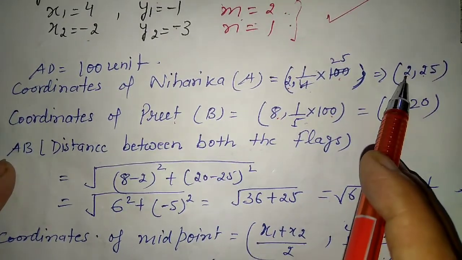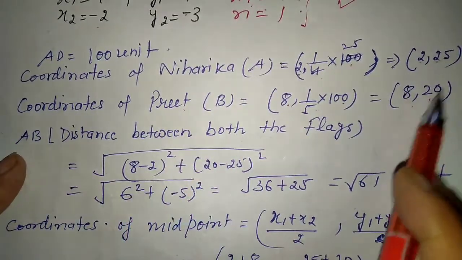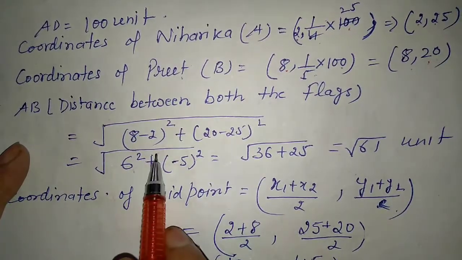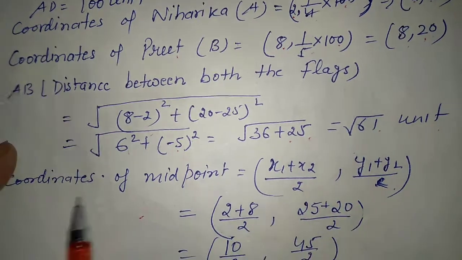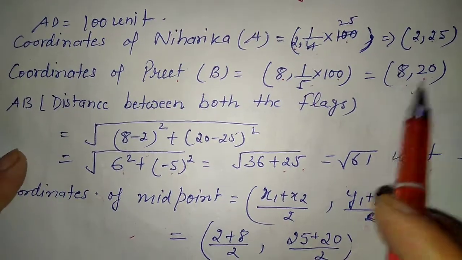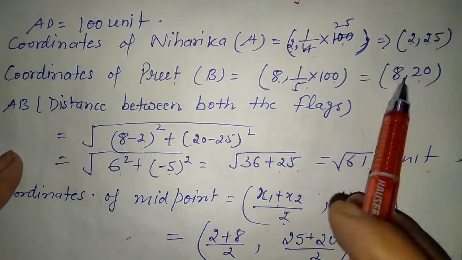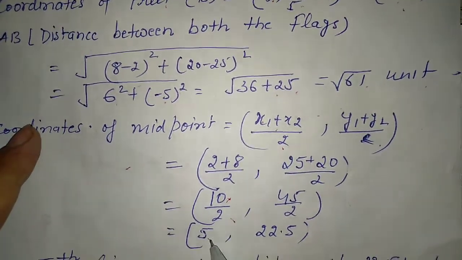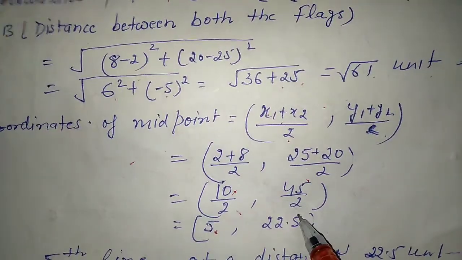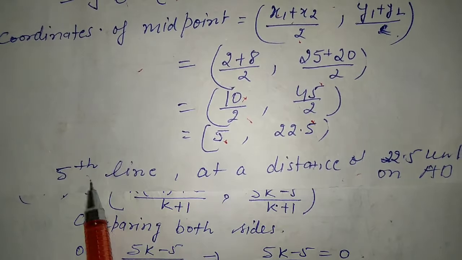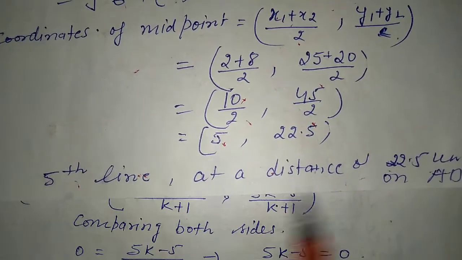So this is x1, x2, y1, y2. (8 - 2) plus (20 - 25) whole square. This becomes 6 squared plus (-5) squared, 36 plus 25, that is root 61 units. Now we have to find the midpoint also for this. The midpoint direct formula we have discussed: (x1 + x2)/2. 8 plus 2, that is 10 by 2, that is the 5th line. And (25 + 20)/2 is 45 by 2, that is 22.5. It means the midpoint will lie on the 5th line at a distance of 22.5 units on AD.